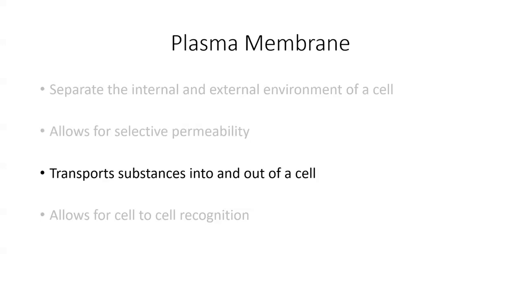The plasma membrane assists with the transportation of substances into and out of the cell, so through ion channels and carriers, as we just spoke about, also through endo and exocytosis, which we'll speak about in the next recording. And then thanks to those glycoproteins, which extend out into the extracellular fluid, the plasma membrane also plays a role in cell-to-cell recognition.